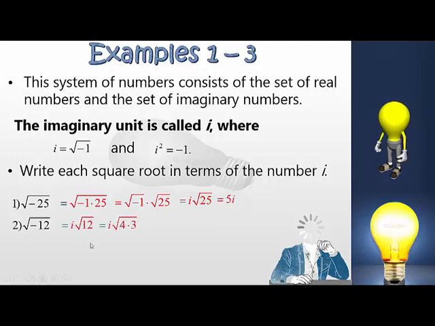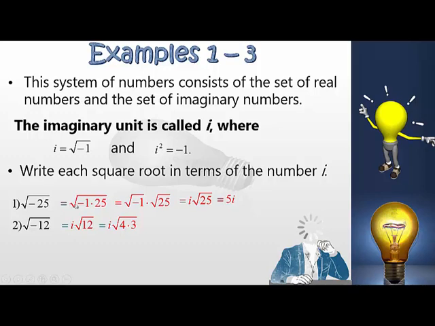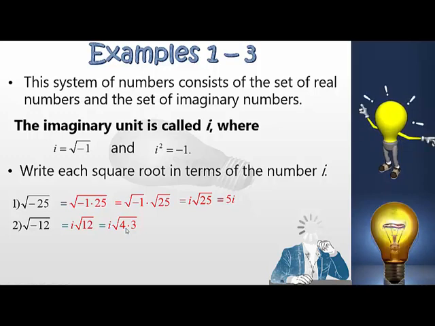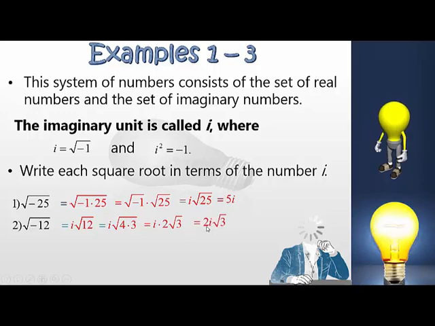For 2, again, I do the same idea. Here I have the negative, so I take that out as i, which was the square root of negative 1, like here. And then I have 12, and then I simplify it as much as possible. We learned earlier that in 12 there's a hidden perfect square, which is the square root of 4 times 3, and then we take out the square root of 4, which is 2, and then we just write it. Usually we write it this way, where the i is between the number here and the radical here, and this is the standard way of writing it.